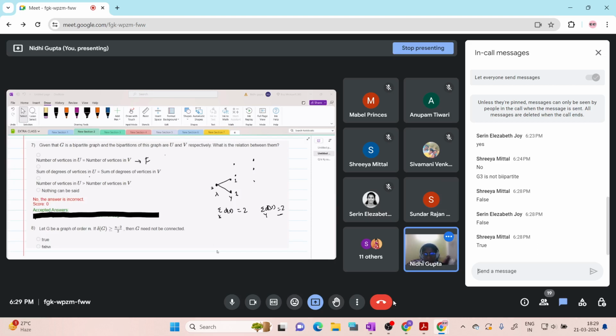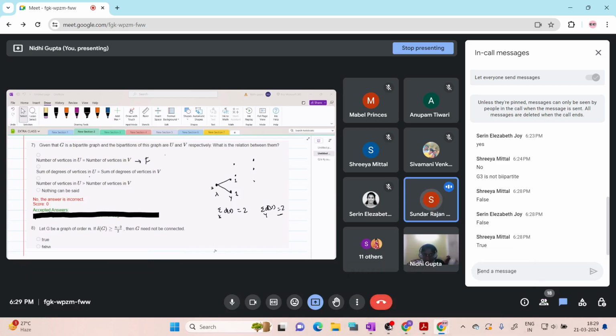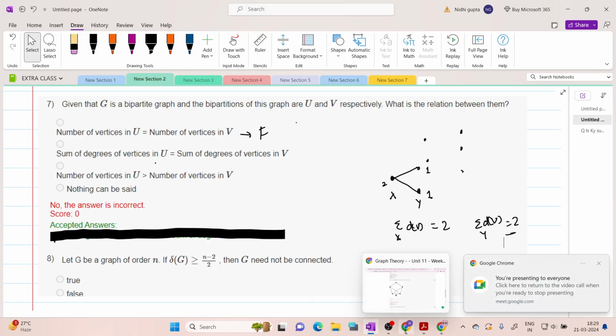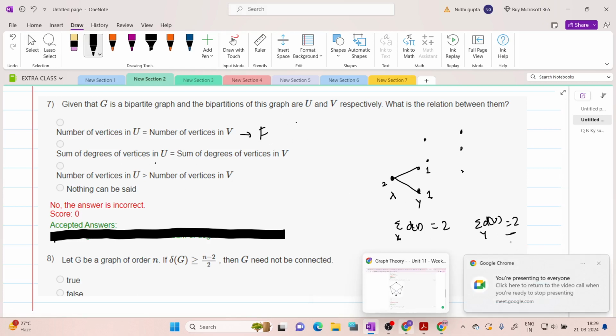Can you give a quick reason why it is true? Before we have discussed, ma'am, the degree of vertex. By the handshaking lemma, you said that for a bipartite graph, the summation of degrees of vertices is equal to the number of edges. So the sum of the degrees will be equal.